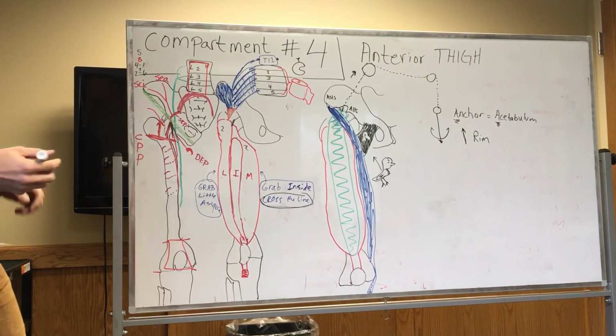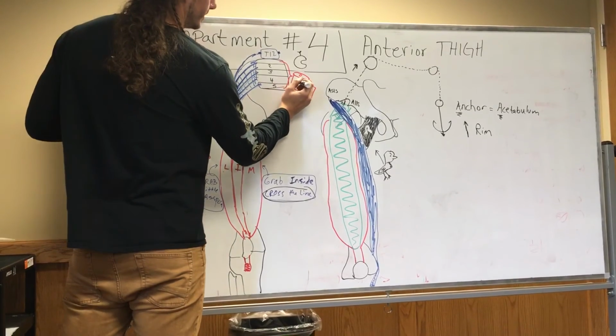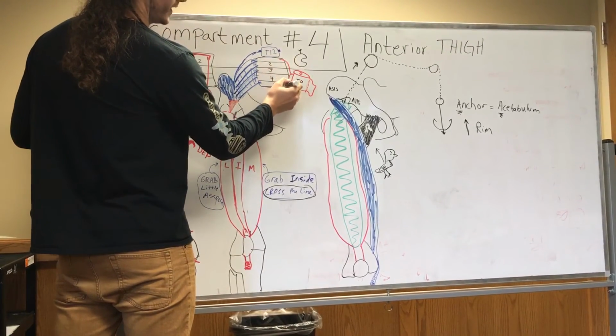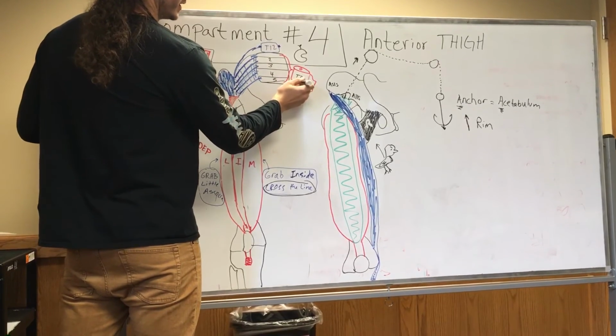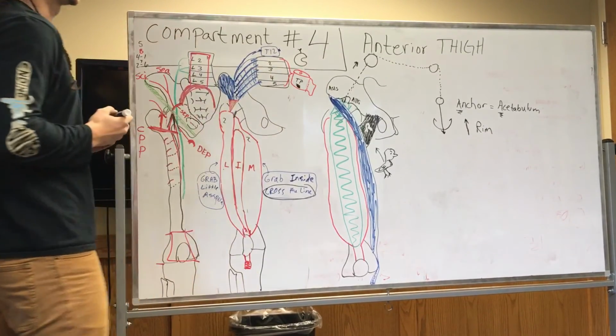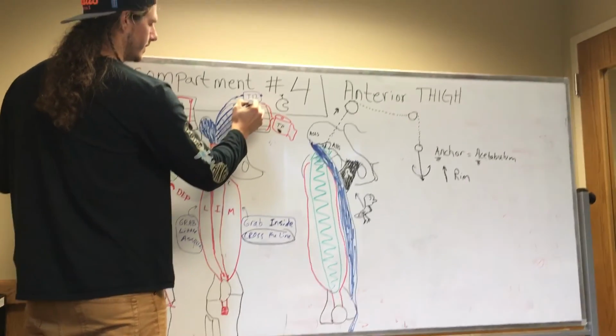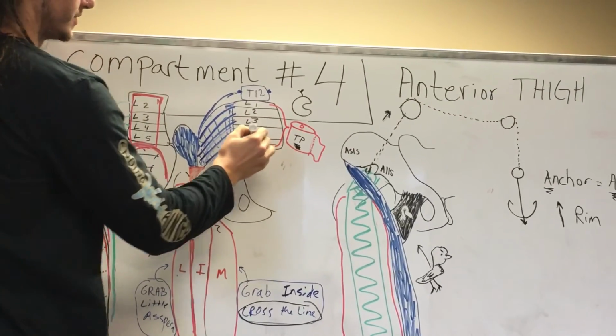L1 through 5, and that's why we drew this toilet paper up here. This is our TP, and the TP is only on L1 through 5 because it only originates at the transverse processes of L1 through 5. So it has two origins.